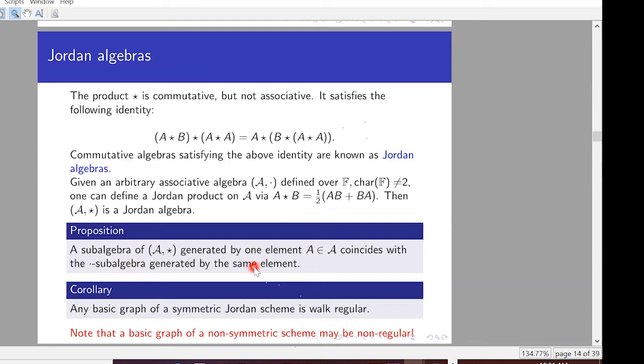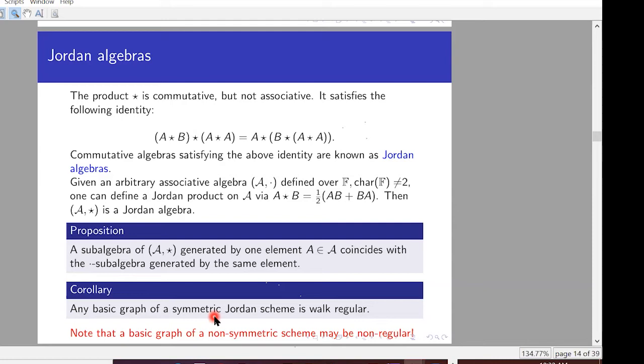So as a corollary, I can get this statement. If I take a symmetric Jordan scheme, any Jordan power will be a usual power. And because we are in a homogeneous case, all matrices in my algebra have constant diagonal. So any power of my matrix will have constant diagonal, and so it will be regular. And in particular, in the symmetric case, every basic graph of a Jordan scheme is regular.